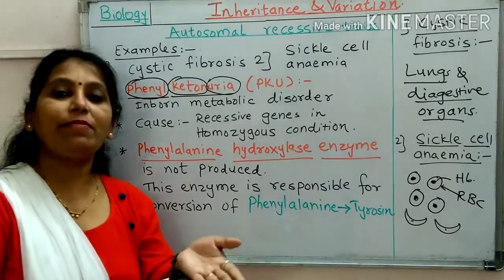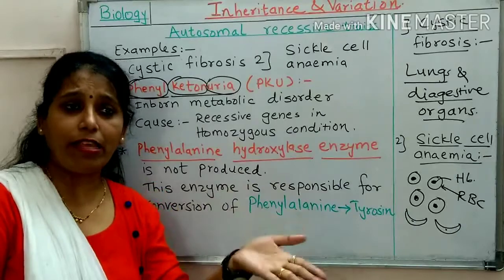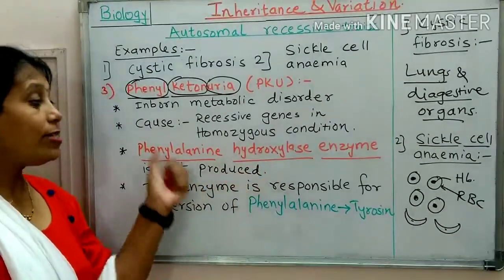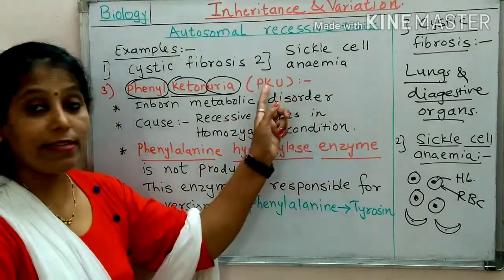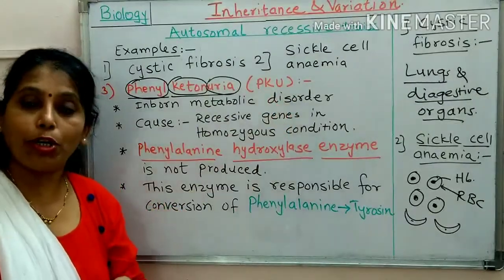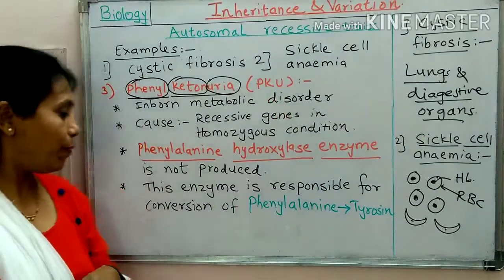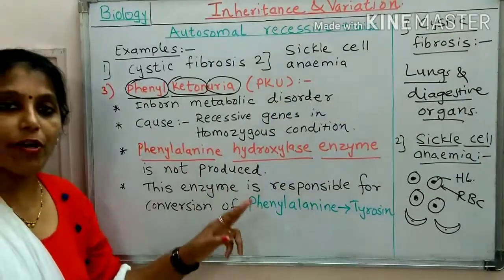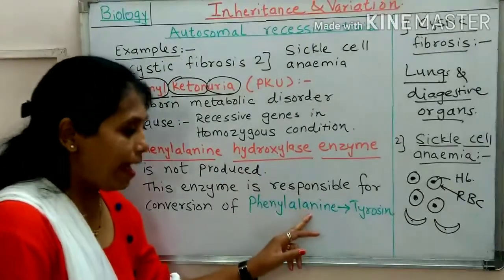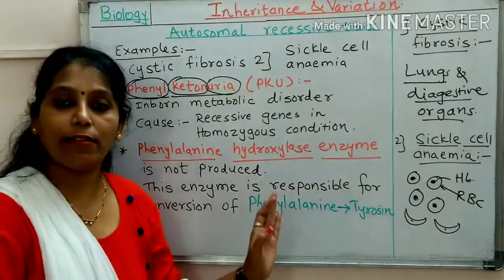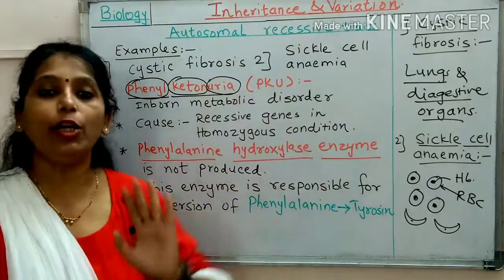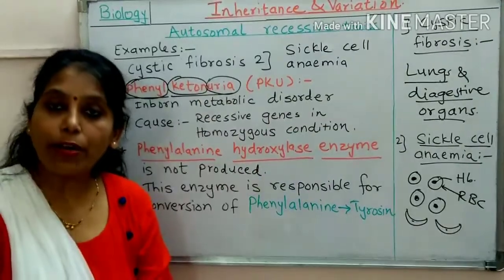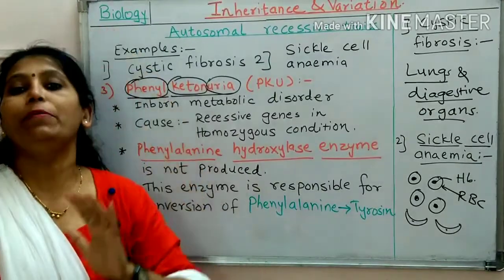Correct? Some enzymes are responsible for conversion of one thing into another thing. This is one of the enzymes which is not produced in this disorder. Now, what is the importance of this enzyme? We should know. This enzyme is responsible for conversion of phenylalanine into tyrosine. Phenylalanine is a protein which converts into tyrosine. This tyrosine is very important for the normal functioning of our brain.